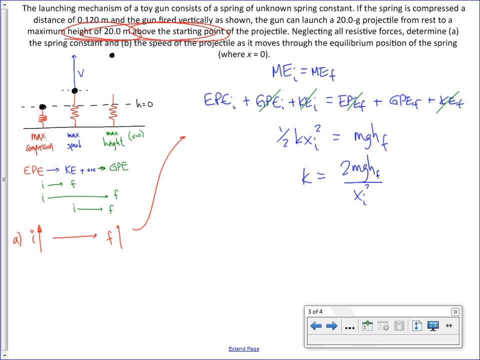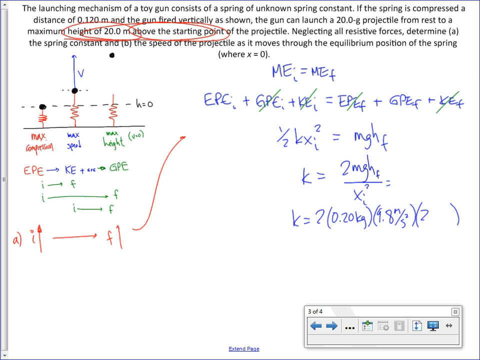Or 2 times 20 grams times... I knew that was dumb to try. So K equals 2 times 20 grams, but we want it in kilograms, times 9.8 meters per second per second.